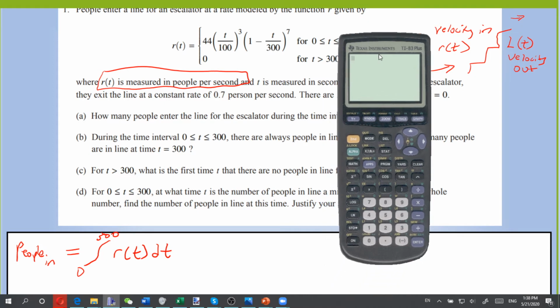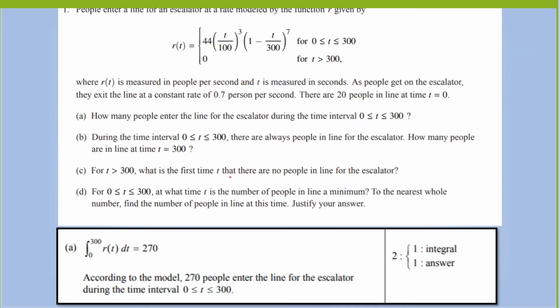Okay, then I'm going to quit. And we're going to integrate. So that's math, and then the 9th option down is integration. I'm going to integrate our function for y1, which is in the calculator. So that's variables, y variables, function y1. I'm going to integrate in terms of x from x equals 0 to x equals 300, and we'll get our answer. So we have a total of 270 people that entered the escalator.